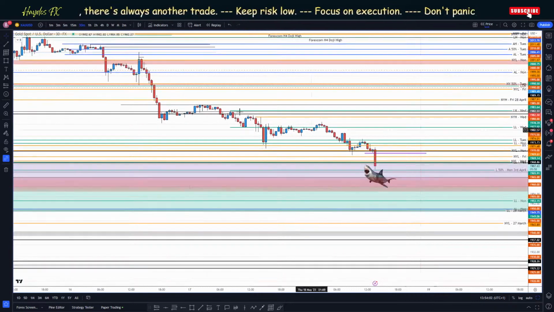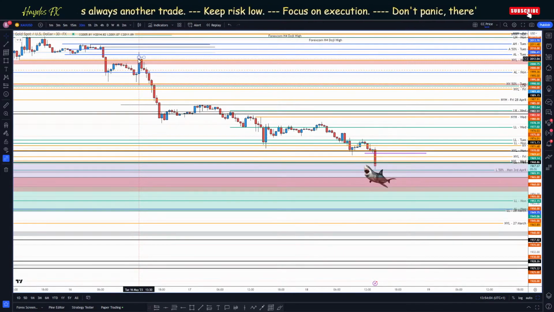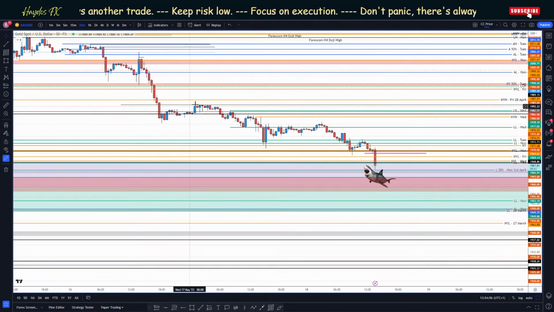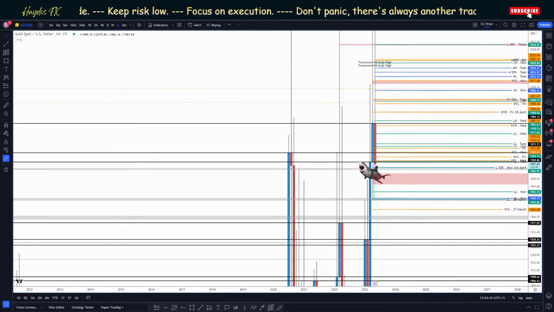Wish I was selling, hey, from like up here and just holding it. Monthly.